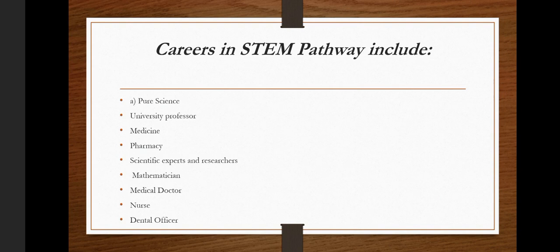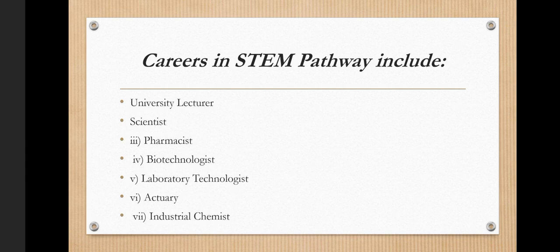You can become a mathematician. You can become a medical doctor. You can become a nurse. You can become a dental officer that we call a dentist. At the same time, you can become a university lecturer. You can become a scientist. You can become a pharmacist. You can become a biotechnologist. You can become a laboratory technologist. You can do actuarial science and become an actuary. You can do industrial chemistry and become an industrial chemist.